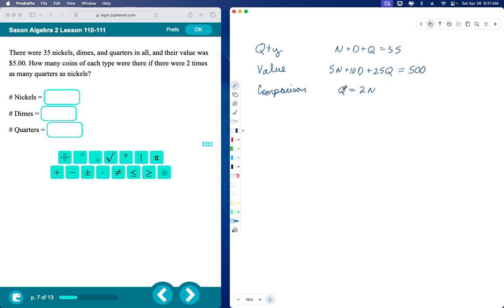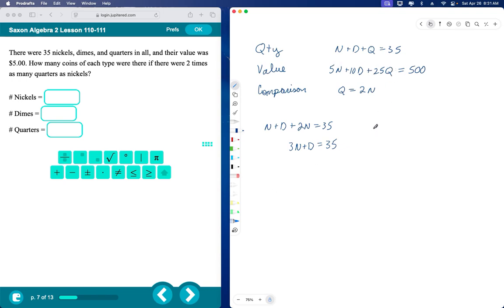All right, that also gives us a substitution value. So we can put that into both of these statements right here to get a new value. So I'm going to substitute that into the first statement. N plus D plus Q, which is 2N, is equal to 35. So that means that 3N plus D is equal to 35, right? And I can do that here as well.